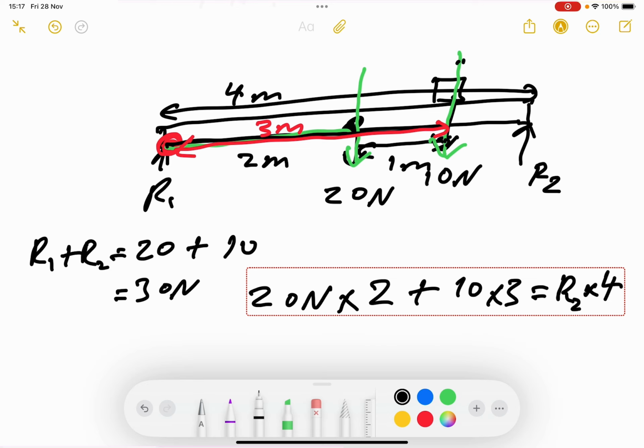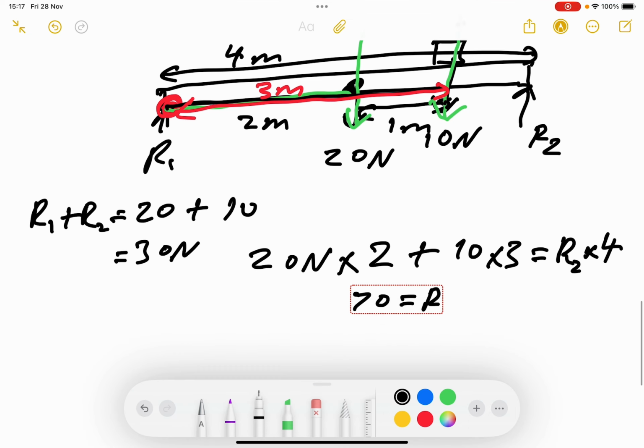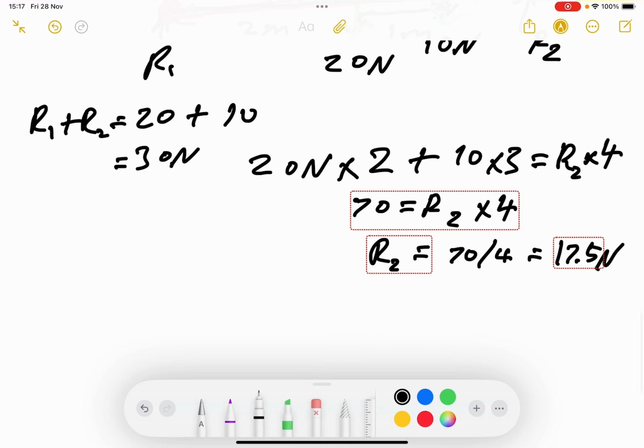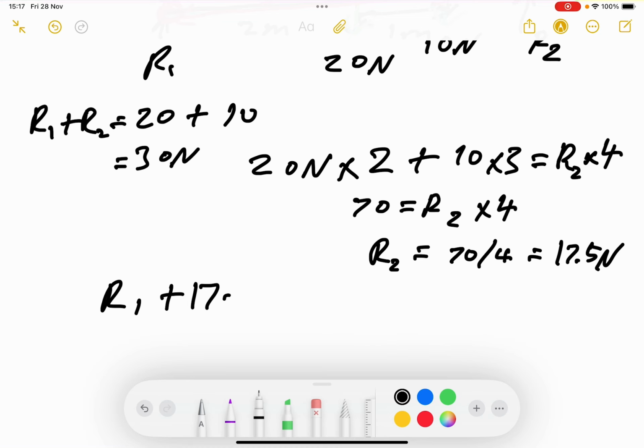So 2 20s is 40, plus 30 is 70, equals R2 times 4. So R2 is 70 over 4, which I'm pretty sure is 17.5 newtons. And then if you look back here, we know that R1 plus 17.5, just substituting into here, equals 30 newtons. So R1 is 12.5 newtons.